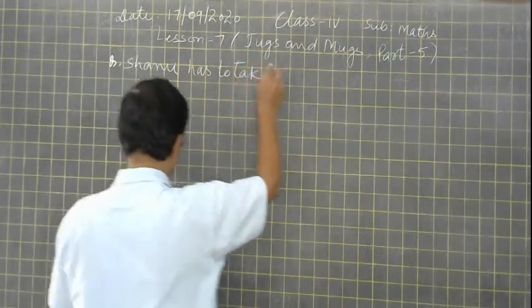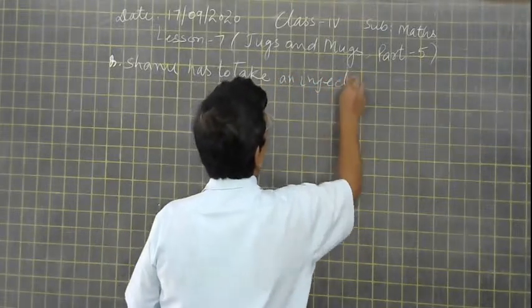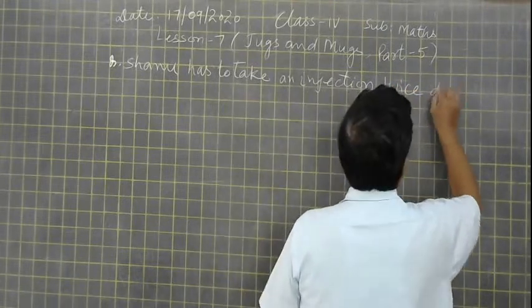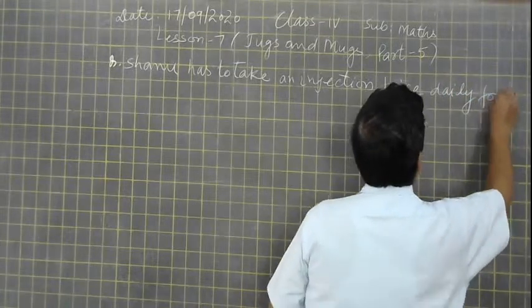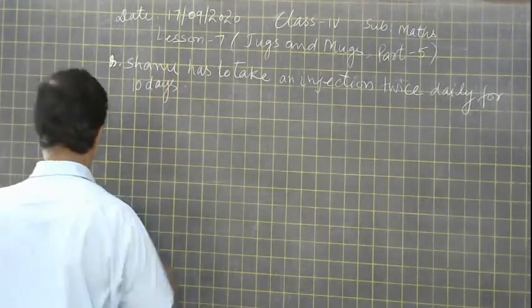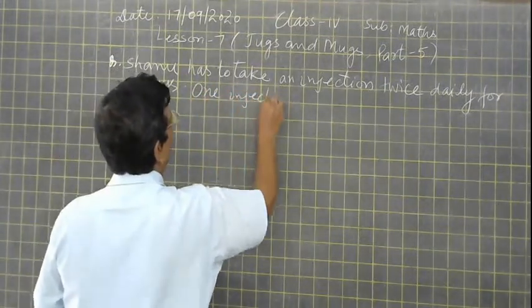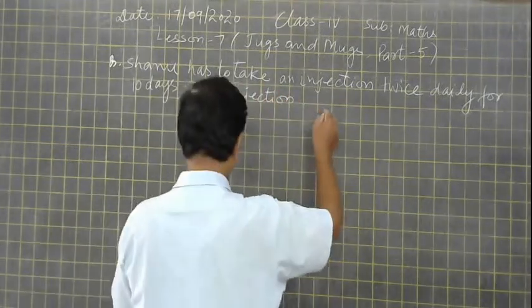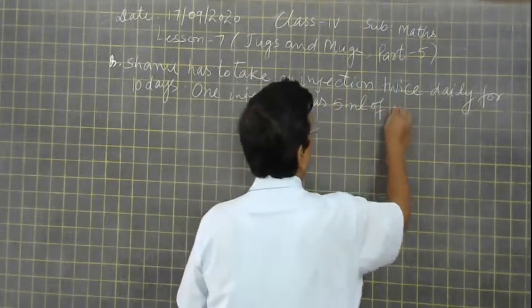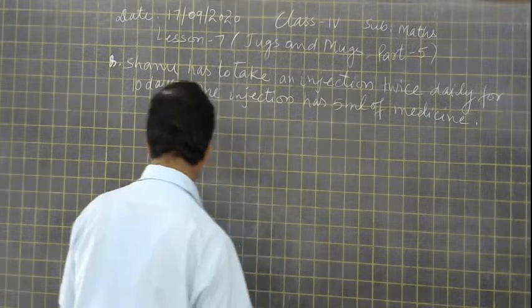Okay, the question is here, we write: Shanu has to take an injection twice daily for 10 days. One injection has 5 milliliter of medicine. In one injection, there are 5 milliliter of medicine.